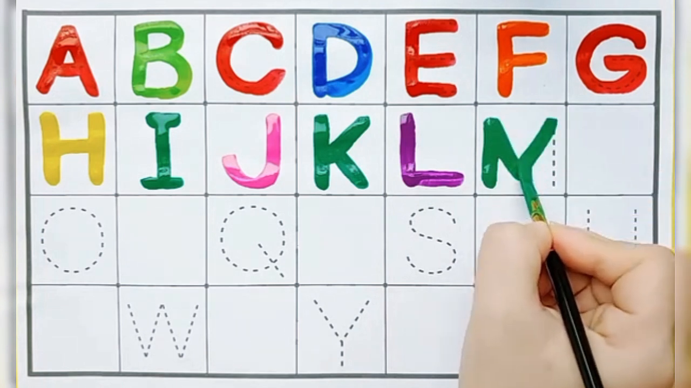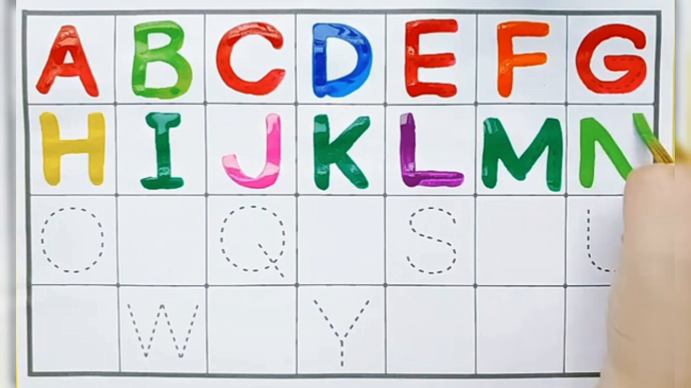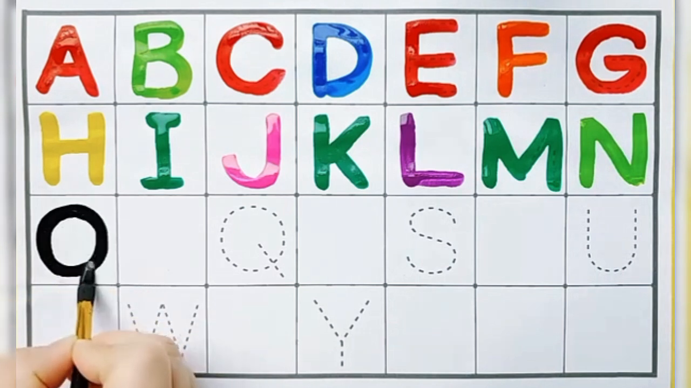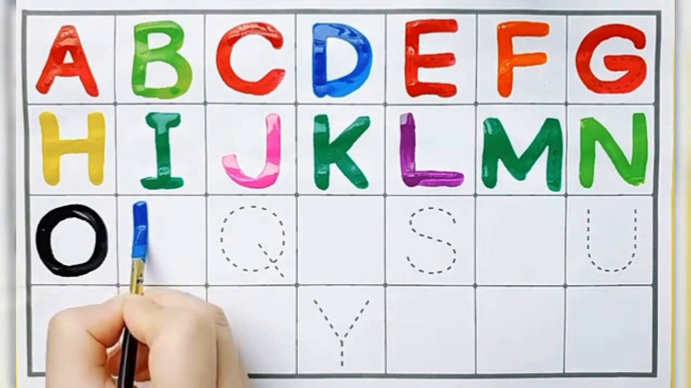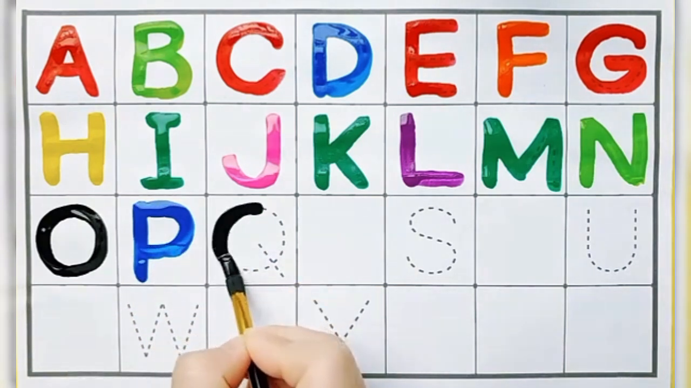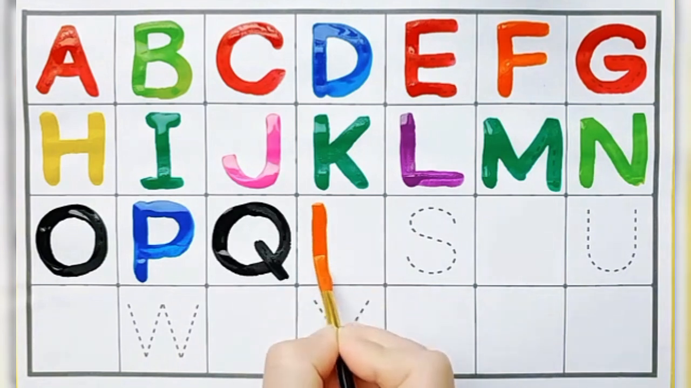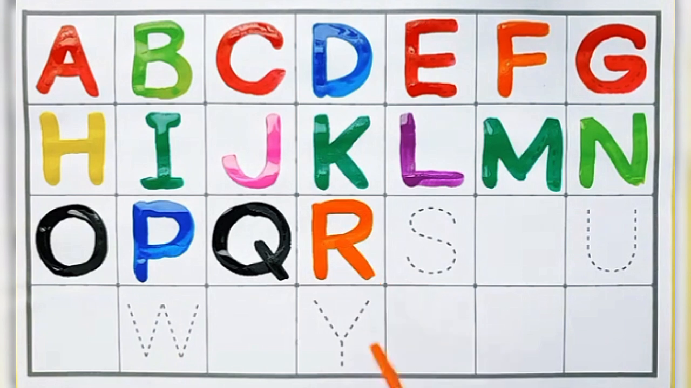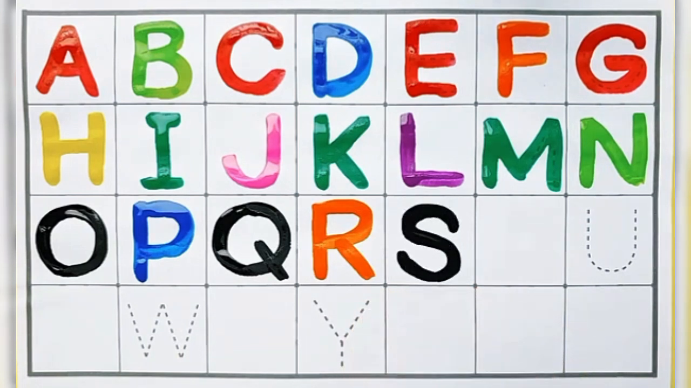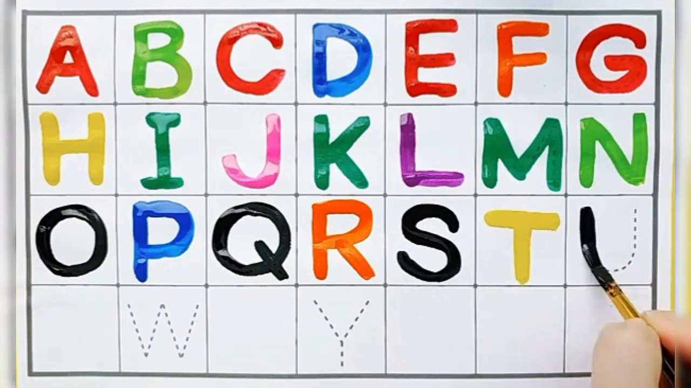M for monkey, N for nest, O for octopus, P for parrot, Q for queen, R for rabbit, S for swan, T for tiger.